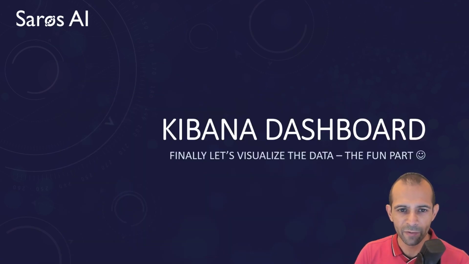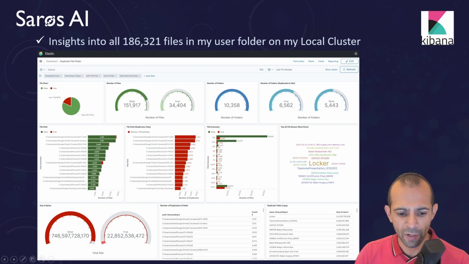Now for my Kibana dashboards. Here's a dashboard that I created, which shows the distribution of duplicated and unduplicated files, the number of unduplicated and duplicated, the distribution of folders by count, the distribution of different paths, whether they're duplicated or not, and file extensions based on whether they're duplicated or not, based on size. And also this is just a table view of the data and a word cloud just for fun.